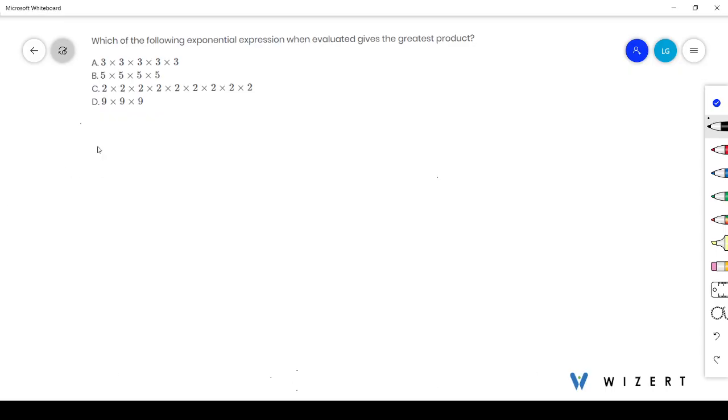Our question is, which of the following exponential expressions when evaluated gives the greatest product? And we have been given 4 options. Let us check each option one by one. First, consider option A.